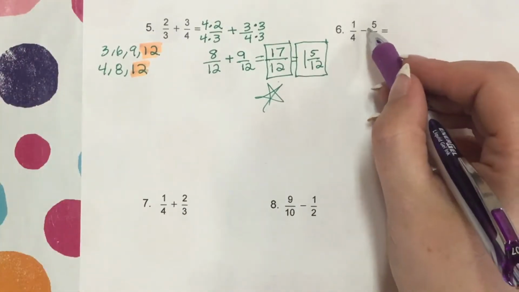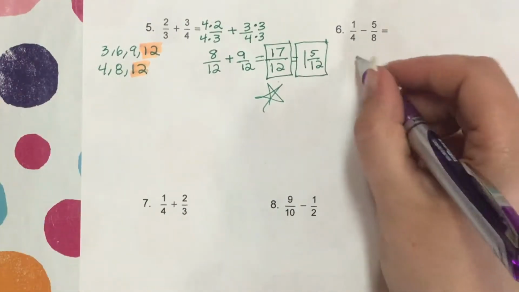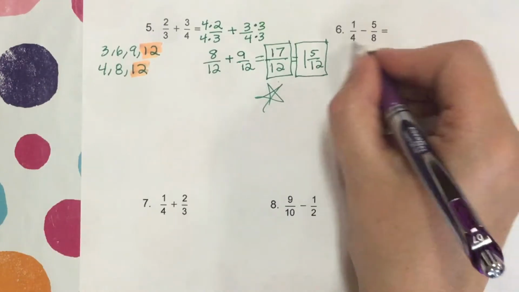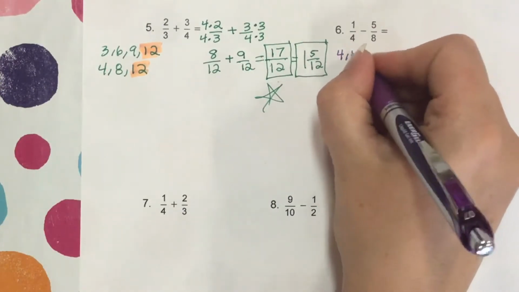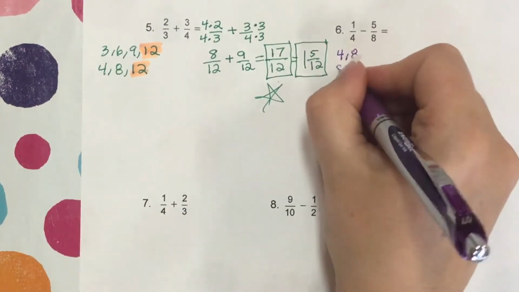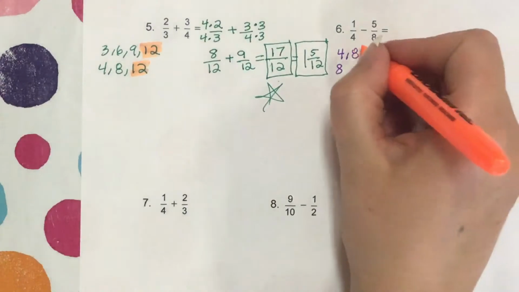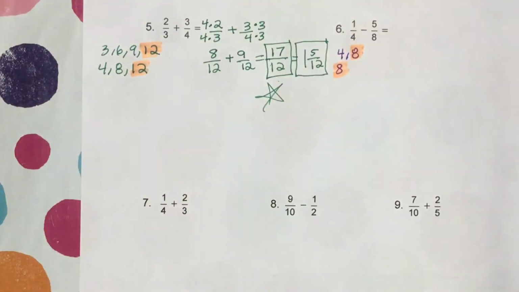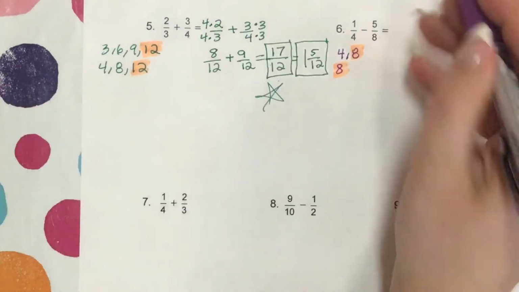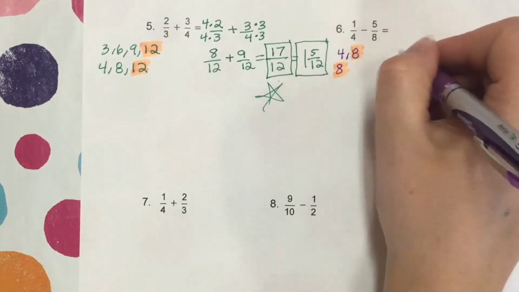We have 1/4 minus 5/8. So we have to get a common denominator, find the LCM. So I'm going to count by 4s, 4, 8, and wow. That is pretty nice because our least common multiple is 8. Perfect. So I don't really have to do a whole lot of counting by the multiples there.